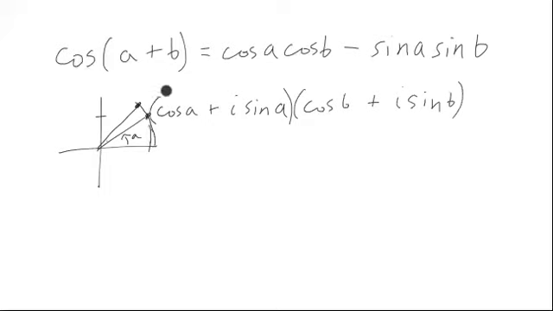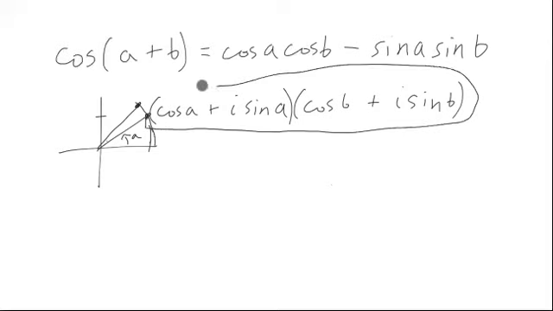The cosine of A plus B is actually going to be the real part, because this is going to rotate right to the place where you add the two angles. And so the cosine is going to be the real part of this. How do you get the real part? Well, we do a FOIL on this.